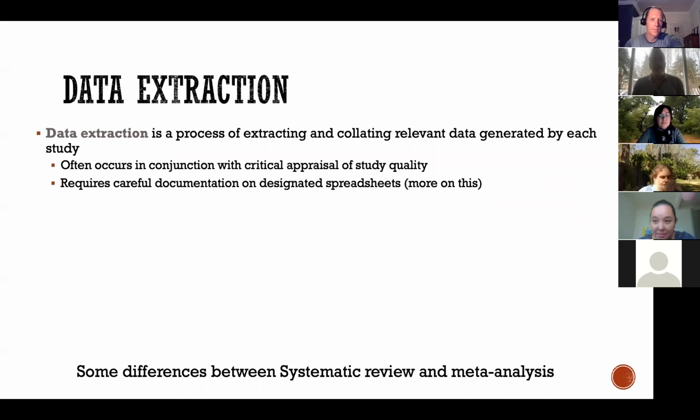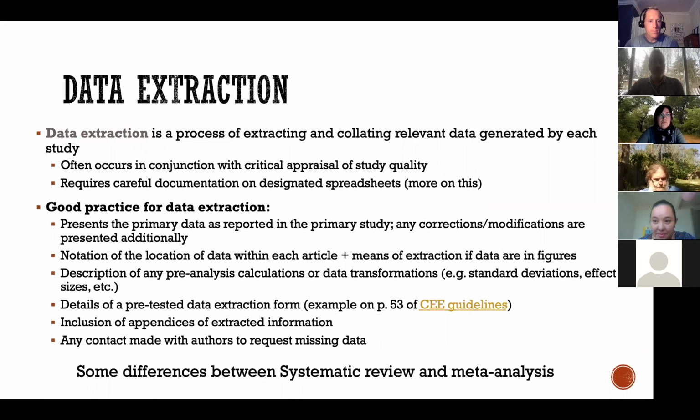So coming to data extraction. Data extraction is something that is best done when you're appraising the study quality. So you're starting to go through the study in detail for the first time. You're trying to establish the quality of the study, how valid it is. You can put a confidence score in that study, but at the same time, you should be extracting information from it. And the best way to do that is to construct a spreadsheet for yourself. I'll show you an example of what that looks like in a second.